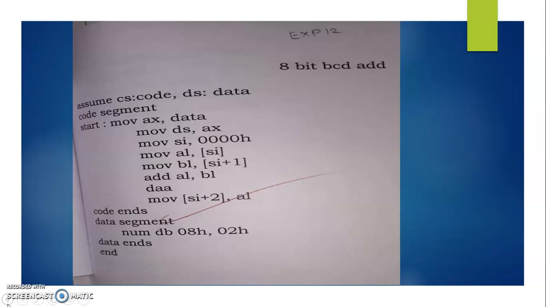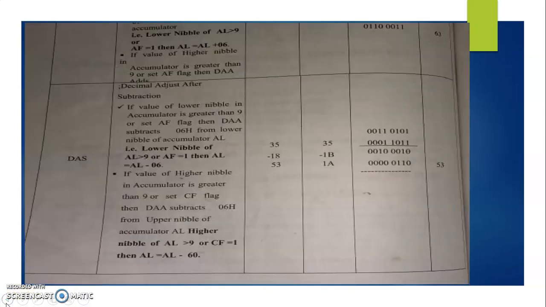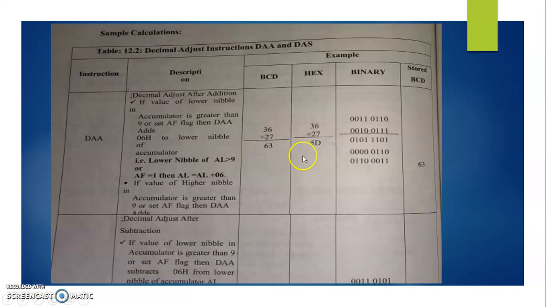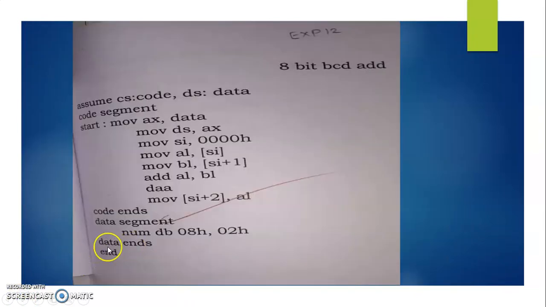You have to start the data segment. So 8 plus 2 is 10. So you'll get an answer 10. So for 10, first you have to add a 6 in that. You can see that in the previous example I added 6 in each. For the DAA we have to add a 6. For the subtraction we have to subtract the 6. Okay, so then you have to end up with the data and the final, your program ends. This is an 8 bit BCD add.